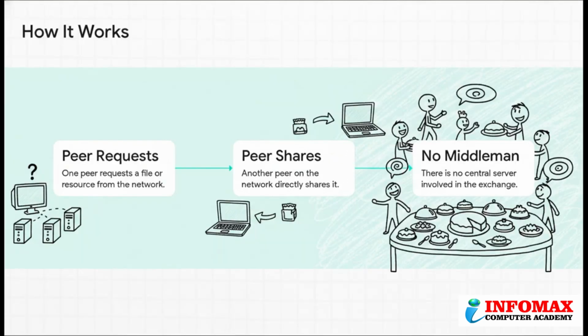So the way it works is just totally different. One computer might just shout out, "Hey, does anyone have this file?" And another computer on the network can answer, "Yep, I've got it," and then send it over directly. It's this decentralized conversation, kind of like asking around at the potluck to see who brought the mac and cheese.